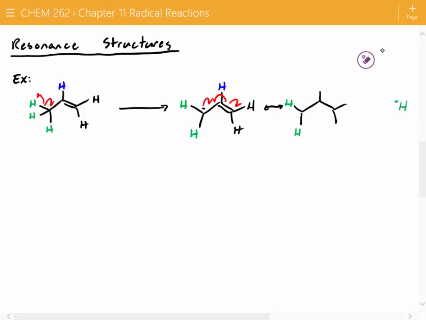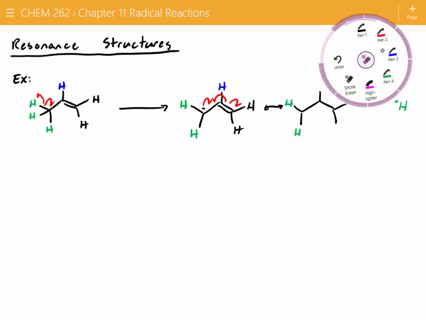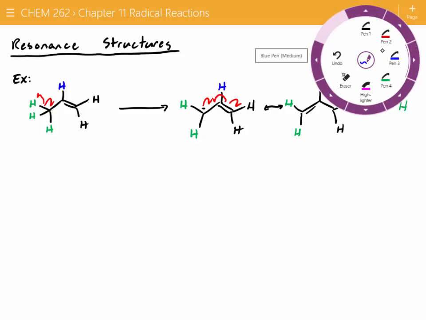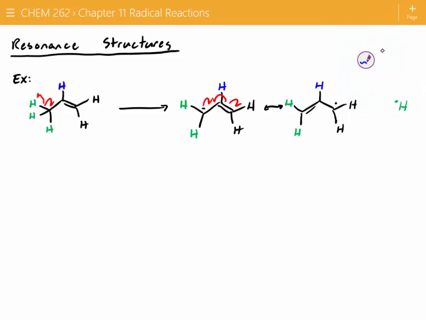Oh, I've got my double bond on the wrong side. So now we've got the electron on the right carbon. And we've got this radical completely delocalized. In this case, it can either reside on the left carbon or the right carbon.